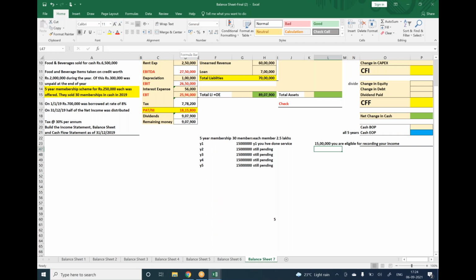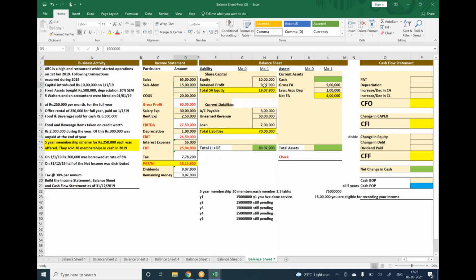You have not sold anything. So that is called unearned revenue. Out of the entire 75 lakhs, only 15 lakhs you have done business. That is what I have put over here as 15 lakhs. The remaining 60 lakhs, you have not given me service.